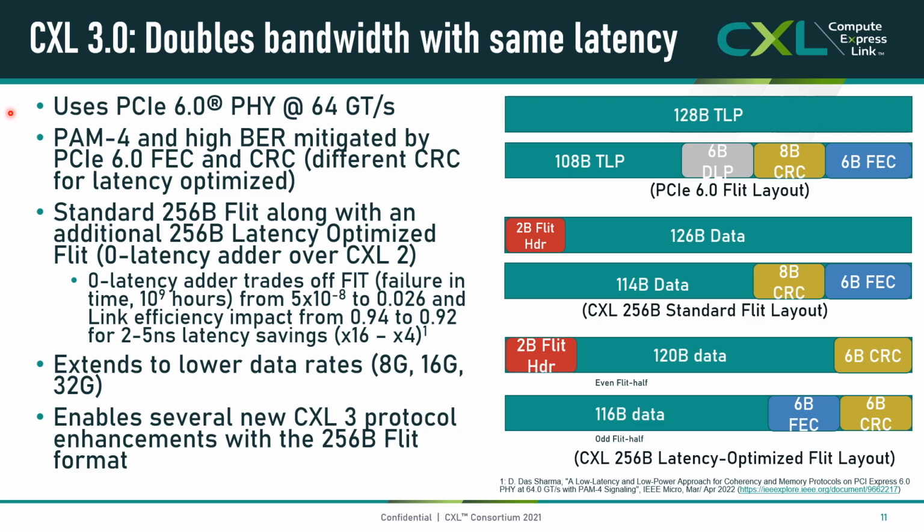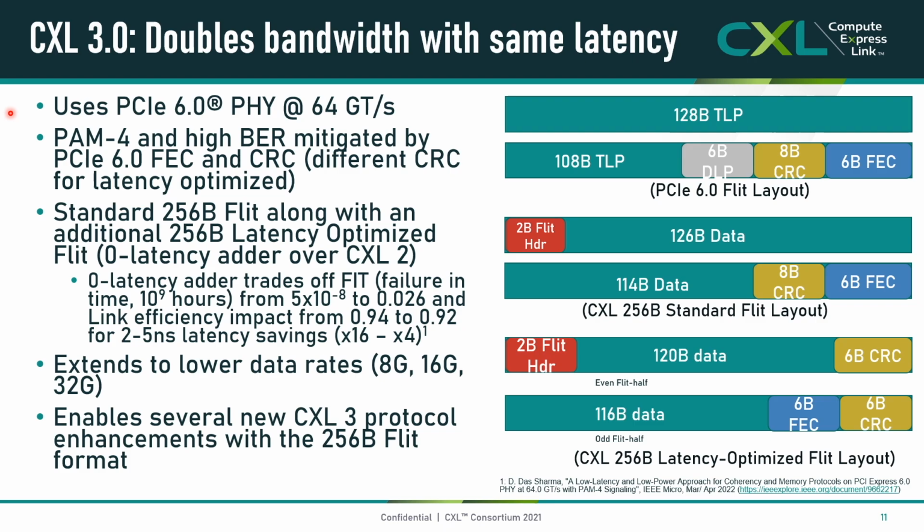What this does is that it mitigates the store and forward latency at the receiver and results in a latency saving of 2 to 5 nanoseconds, depending on your link width. This scheme of how we do the FLIT manipulation extends even to lower data rates. That means the 256 byte FLIT can be used over previous generation data rates. That means it can run over 32 gig data rates, 16 gig, or 8 gig.